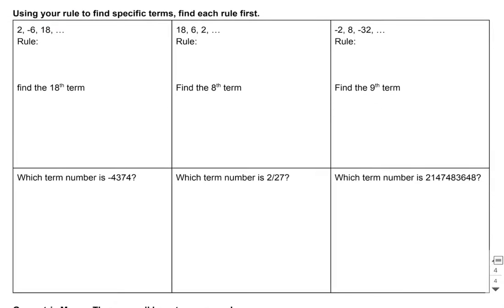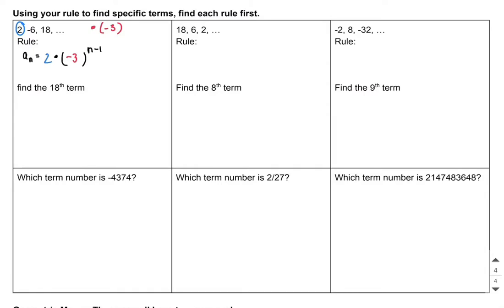Now I want to find the rule and then use it. So I have a list 2, negative 6, 18. The important thing is it's a geometric sequence. I want to see what I am multiplying by each time, and I'm multiplying by negative 3 each time. So I'm going to use a sub n is equal to my first term, which is 2, times negative 3 raised to the n minus 1 power. And that's going to be my rule. I'm going to use this one because I like it better than the other one. You could use the other one if you like that one better.